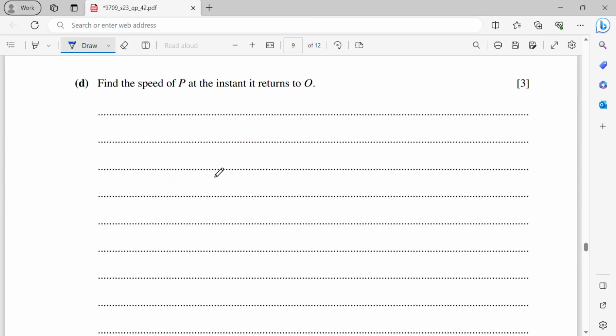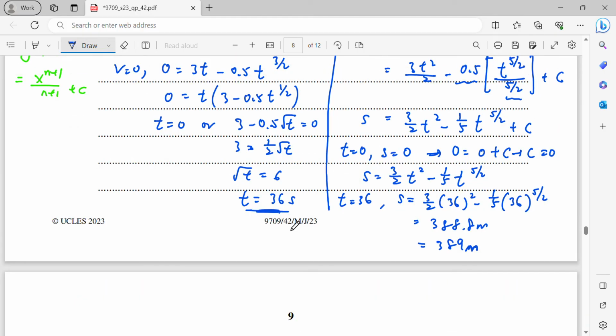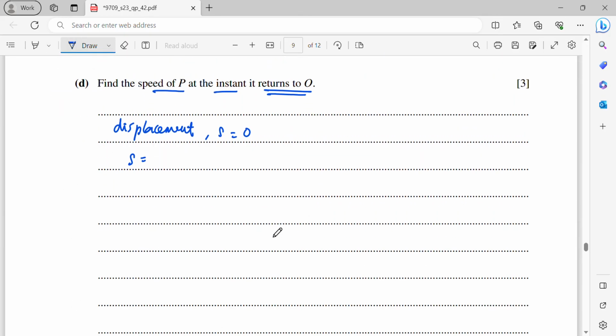Alright, now D, find the speed of P at the instant it returns to O. So when it returns to O, it means that the displacement s will be 0. Okay, so our s was already found just now. So s is this, right? 3 over 2 t squared minus 1 over 5 t to the power 5 over 2. So I will let the s be 0 first.